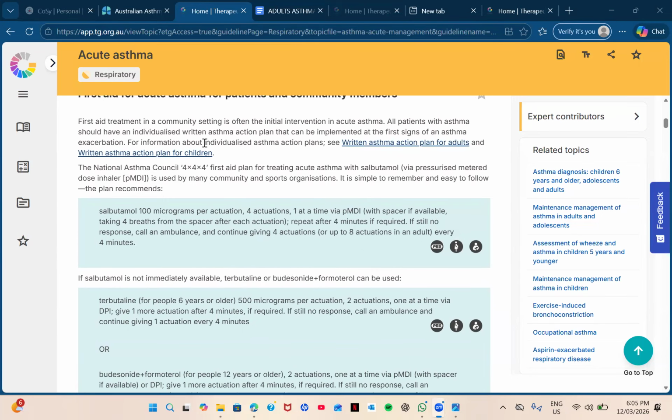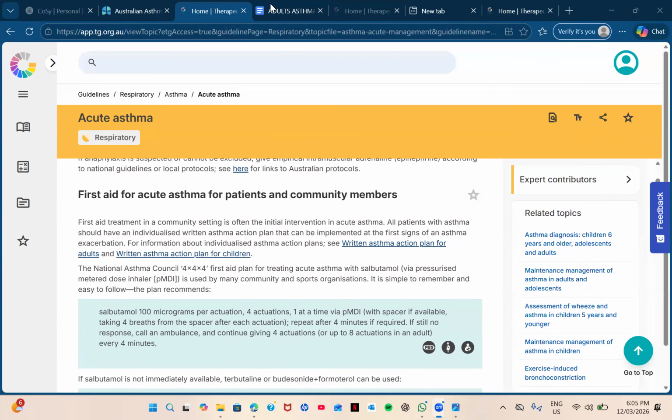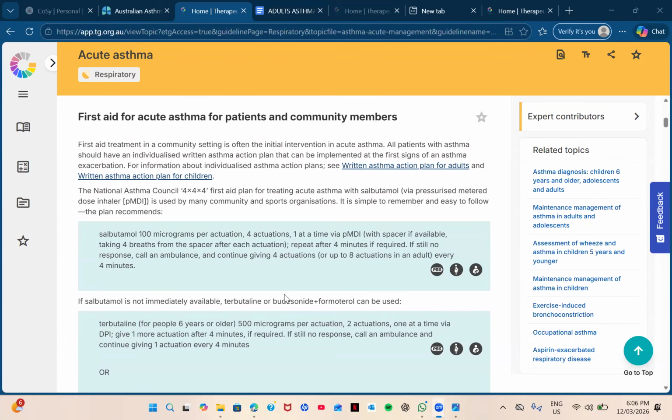What is it, doctors? We have to follow the 4 by 4 by 4 rule. It's the first aid plan, right? That means salbutamol 100 micrograms per actuation, 4 actuations, 1 at a time via pMDI, and repeat after 4 minutes if required. Use a spacer if available, taking 4 breaths from the spacer after each actuation. You have to repeat after 4 minutes if required.